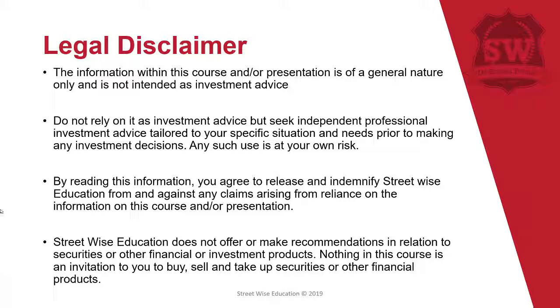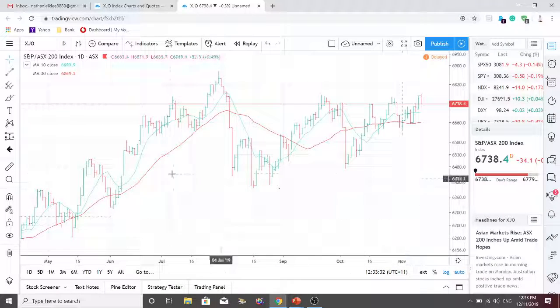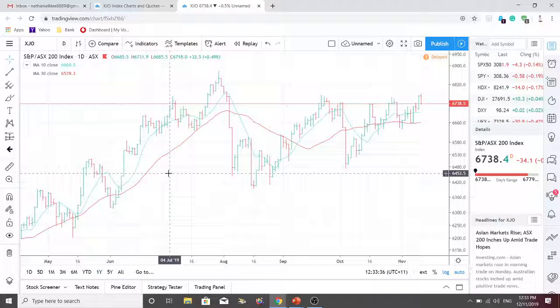So let me bring up the ASX chart first, so that way we can actually play with it. Now, ASX. So again, I'm using TradingView. Again, there's no affiliation with them, but they just have really good software. And it's free, if you want to do it for free. So this is the ASX 200 index.